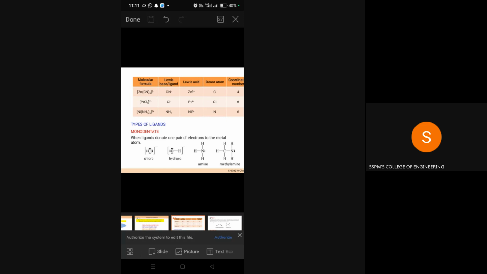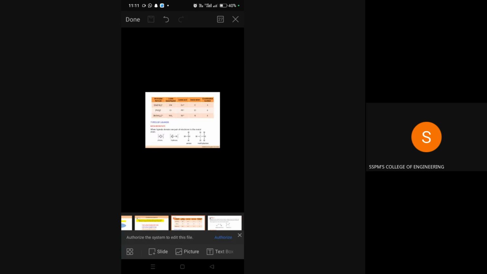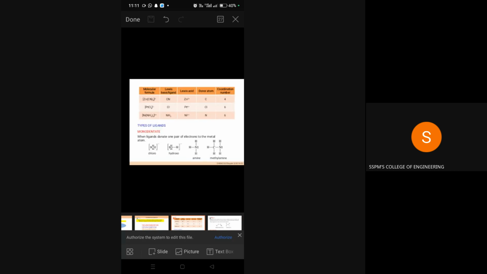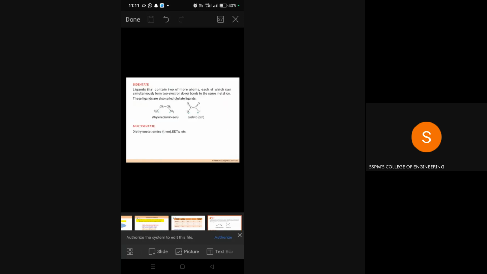देन टाइप्स ऑफ लिगँड. मोनोडेंटेट. When ligands donates one pair of electron, it is called as monodentate ligand. So chloro, hydroxy, amine and methylamine. ह्या कन्सेप्टचा उपयोग फक्त कधी असेल जर तुम्हाला चार्ज कॅल्क्युलेट करायचं तर मोनोडेंटेट और बायडेंटेट. बायडेंटेट असेल तर मल्टिप्लाय बाय 2 करावं लागेल. मल्टीडेंटेट इज अ EDTA. EDTA is a hexadentate ligand.